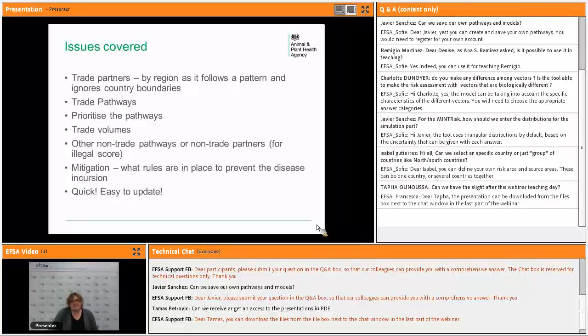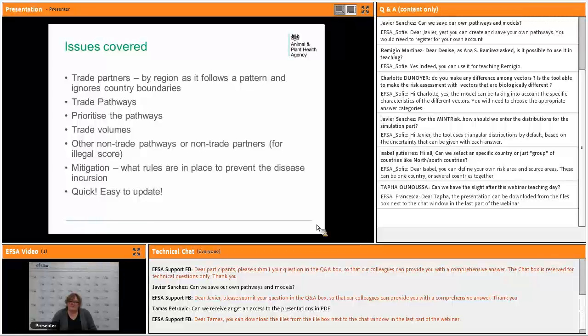So the issues that are covered by the tool are looking at trade partners, and we do this by region rather than by individual country. That's because every country tends to have a similar pattern of who we trade with. It's a very familiar way for a lot of farmers that they will always trade with the same partners. We don't tend to trade much outside a geographic region because then you can end up with animals that are not suited to your environment. So it does ignore country boundaries and therefore can be used to look at transboundary animal diseases.